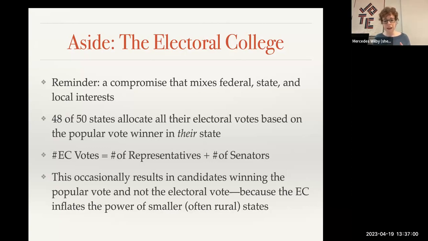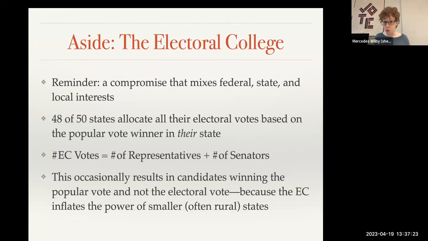Now, this has led to some weird results from time to time because the Electoral College votes are based off of the number of representatives and the number of senators. So I said New York has 28 Electoral College votes. That's because we have 26 seats in the House plus 2 senators. So total of 28 votes in the Electoral College.